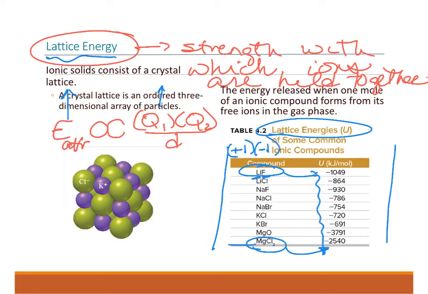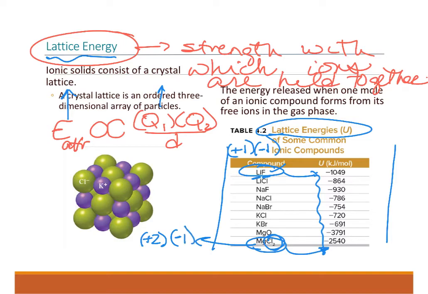Let's compare that to magnesium chloride. Magnesium is in group 2A, so when it becomes an ion, it has a charge of +2. Chlorine is from group 7A, just like fluorine is, so when it becomes an ion, it has a charge of -1.